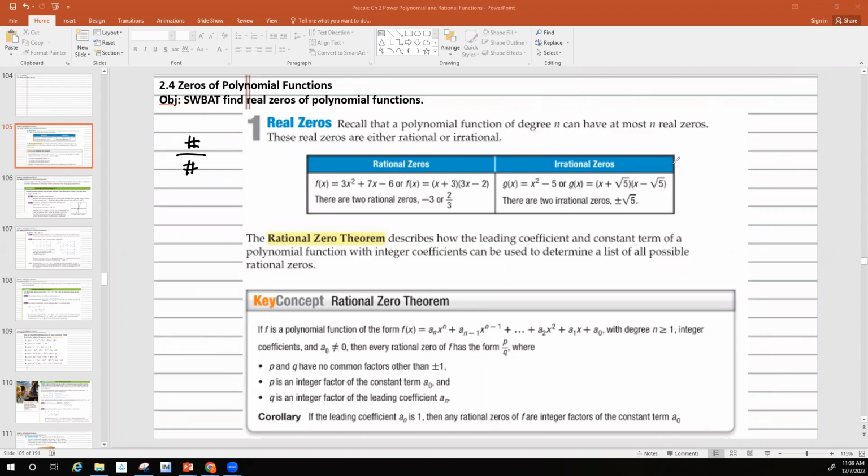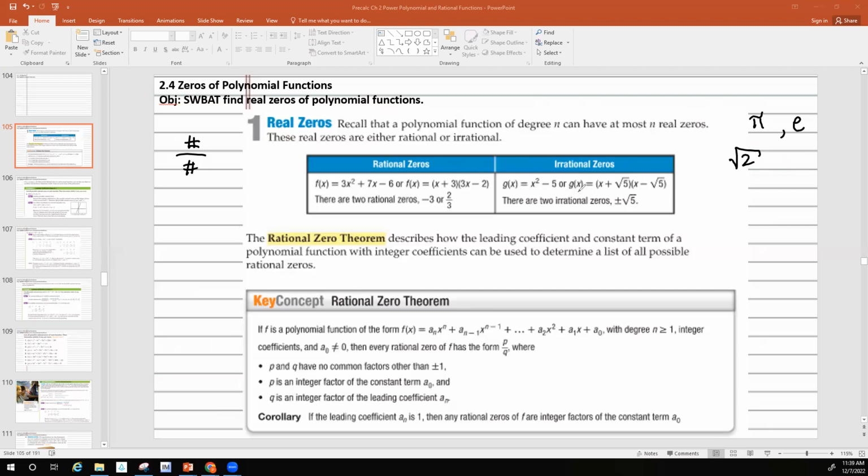Now, there are going to be those irrational numbers. We know pi, that's a special one. We have square root of 2 and square root of 3, right? All of those are irrational numbers. Square root of 5. So sometimes we're going to have zeros that are rational numbers and sometimes zeros that are irrational numbers.